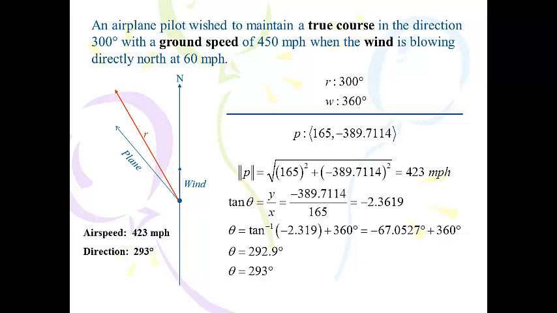And the great thing about this vector method is once you have the horizontal and vertical component, you can have the worst drawing in the world and you can still get away with it. Because you square the x, you square the y, you add them up, take the square root of it, there's your magnitude, there's your speed. Do inverse tangent, and you can find the angle. Now whether you add 180, do nothing to it, or add 360, it all depends on which quadrant your resultant or plane or wind happens to be in.